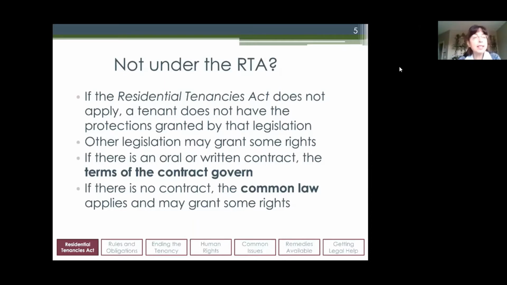So at the very least, always tell whoever you're speaking to about your issue where the landlord lives and what kind of arrangement you are in, like a house, a mobile home, or an apartment building.